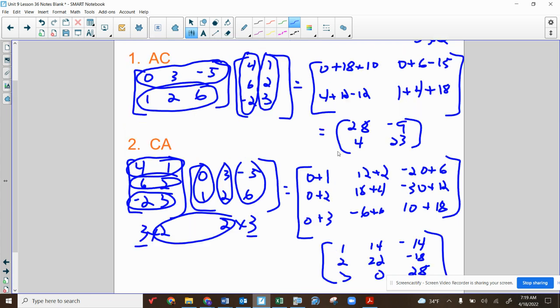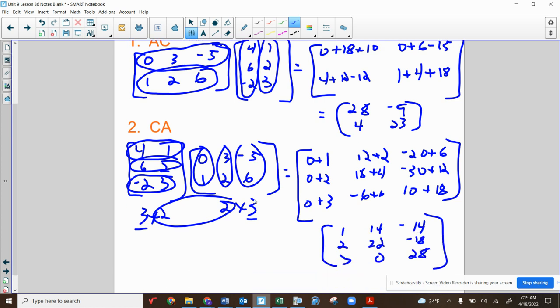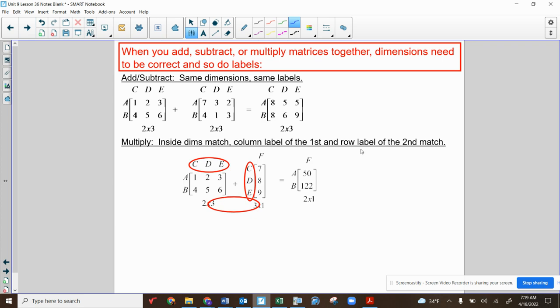Now, again, doing something like this is pretty quick, decently quick. Once the matrices get bigger or the numbers get bigger, then that becomes more of a pain, and that's where the calculator is going to come into play, which I'll show you here moving forward.